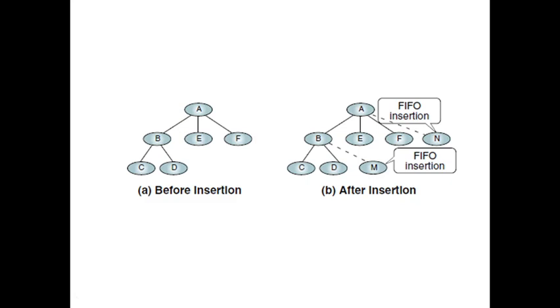FIFO insertion is only about this: once you have chosen the parent, the new node should be inserted at the end of the existing siblings. That is the approach of FIFO insertion. So we have somehow chosen A as the parent for the new node N. Now FIFO tells us that the new node has to be inserted at the end. Similarly, we have decided to insert M under B, and because we are following FIFO insertion, M is inserted at the end of the list as the last node after C and D. This is the simple idea of FIFO insertion.